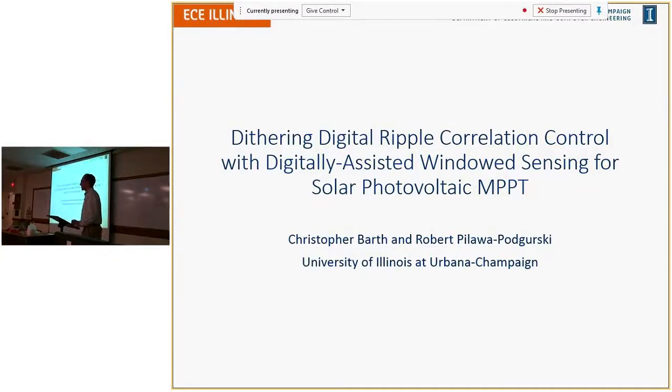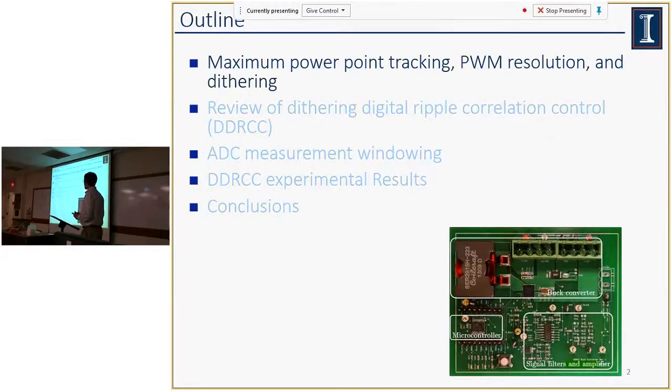Well, thanks for the opportunity to stand in a tunnel with you all and talk about dithering digital ripple correlation control with digitally assisted window sensing for solar photovoltaic maximum power point tracking. It's a very appropriate title for the paper, but should probably be shortened for the presentation. But basically, this is a quick overview of what I'm going to talk about.